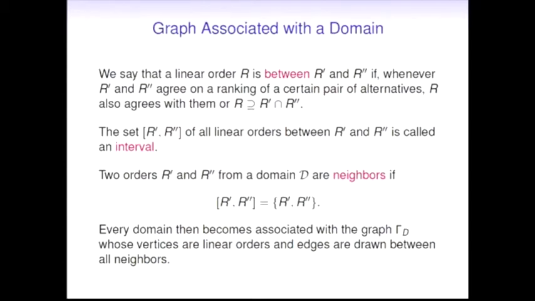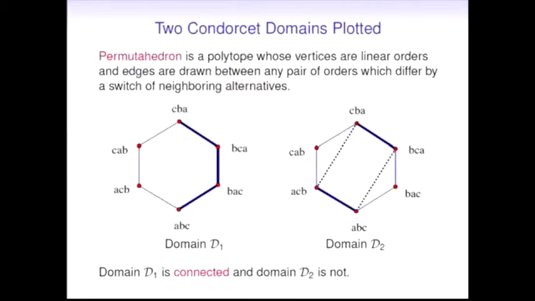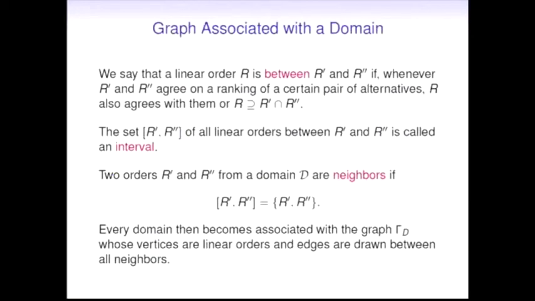So our innovation is that we make all domains connected. How do we do that? Let's say that the order R is between two other orders, R1 prime and R2 prime, if R agrees with R1 prime and R2 prime whenever they agree. Mathematically, it can be written in this way. An interval between two orders is all linear orders that are between R1 and R2. For example, here, these are all orders between CBA and ABC, and BAC is between ABC and BCA. I will give some more examples later.